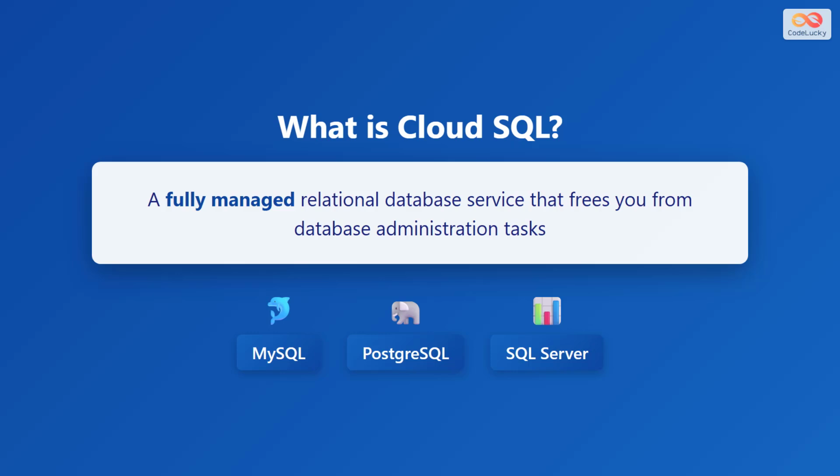Cloud SQL is a fully managed relational database service offered by Google Cloud Platform. The term, fully managed, means that Google handles all the complex database administration tasks for you. You don't need to worry about installing software, configuring servers, or maintaining hardware. Cloud SQL supports three major database engines: MySQL, PostgreSQL, and SQL Server. This gives you the flexibility to choose the database that best fits your application's needs while enjoying the benefits of a managed service.